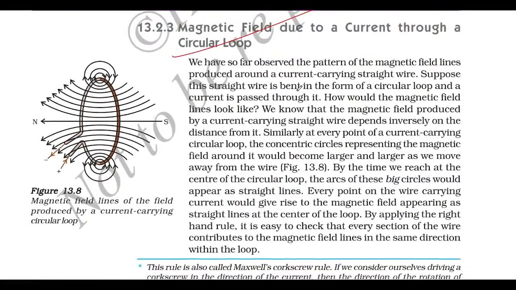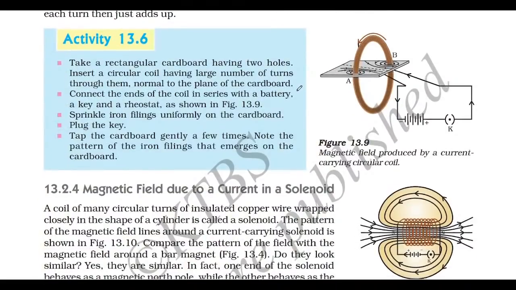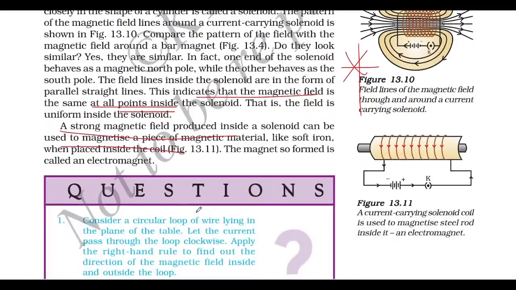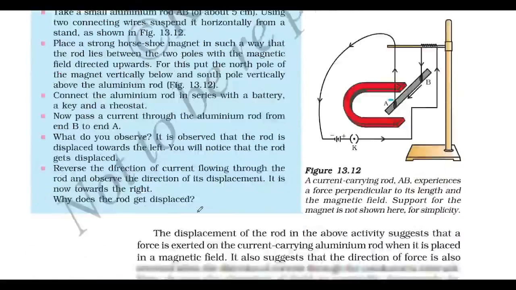Magnetic field due to current through a circular loop. Solenoid is a very important concept. You can definitely expect a 1 mark, 2 mark or 3 mark question. What is a solenoid? How it behaves like a bar magnet, the magnetic field inside the solenoid will be uniform. So the magnetic field produced inside the solenoid can be used to magnetize a piece of material. So all these questions are very important.